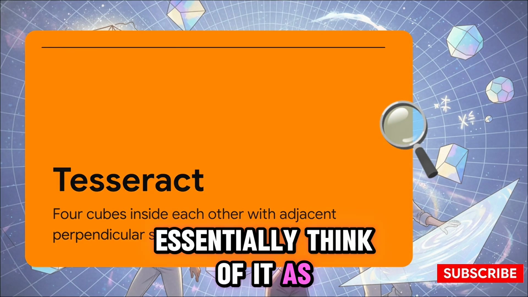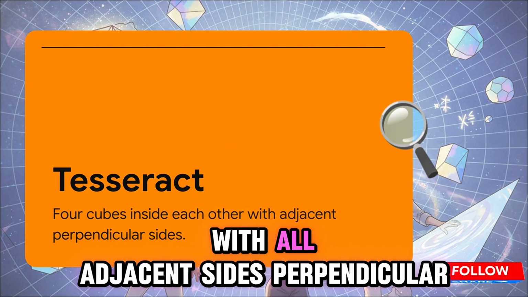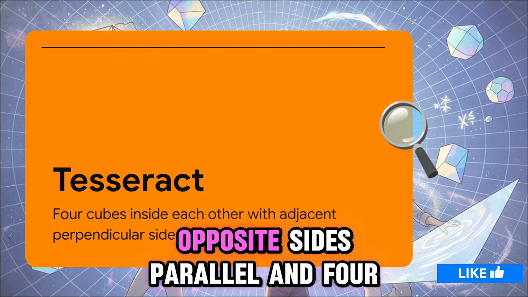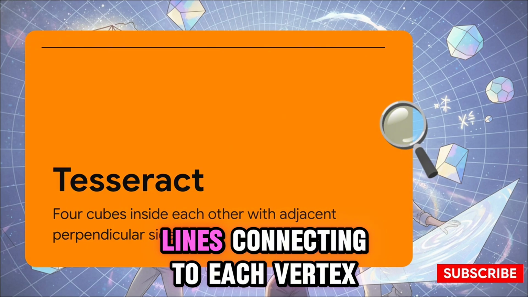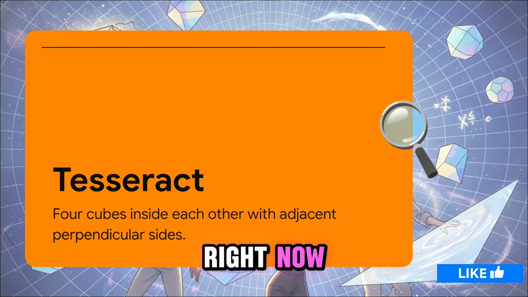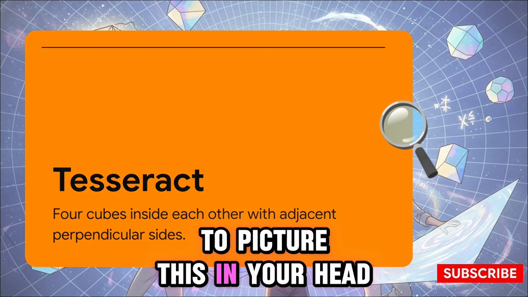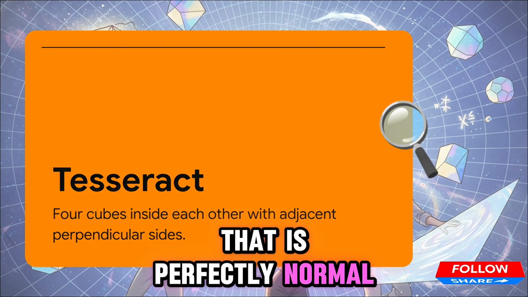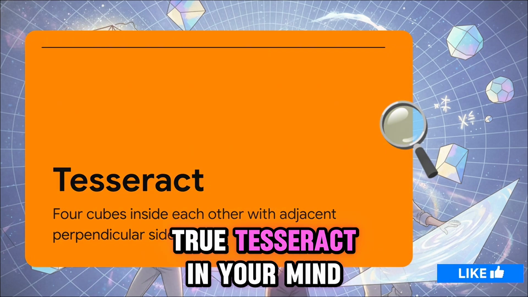Essentially, think of it as 4 cubes within each other, with all adjacent sides perpendicular, opposite sides parallel, and 4 lines connecting to each vertex. Now, I have to reassure you right now, if you are completely struggling to picture this in your head, that is perfectly normal. You physically cannot picture a true tesseract in your mind.